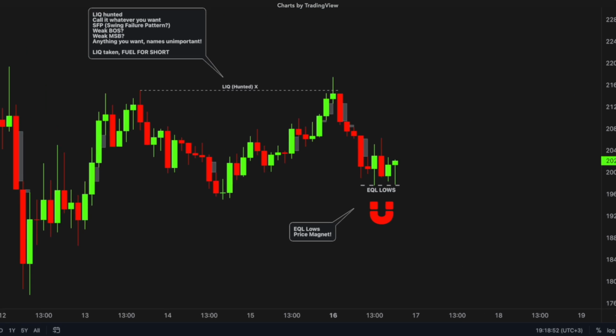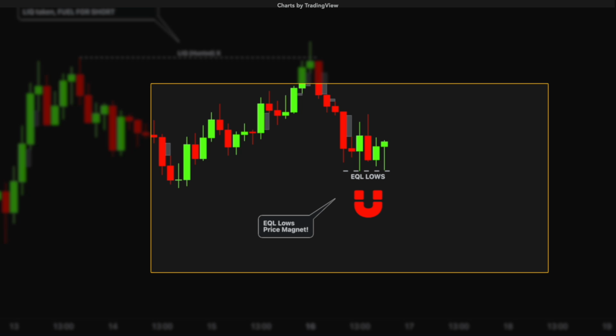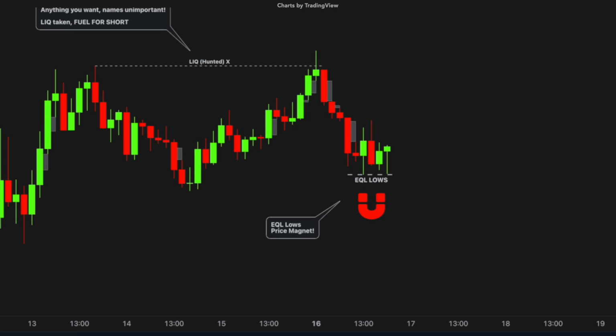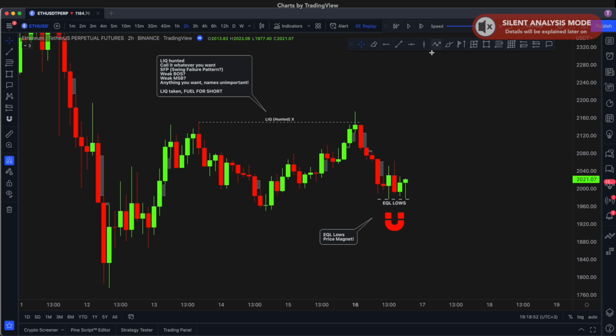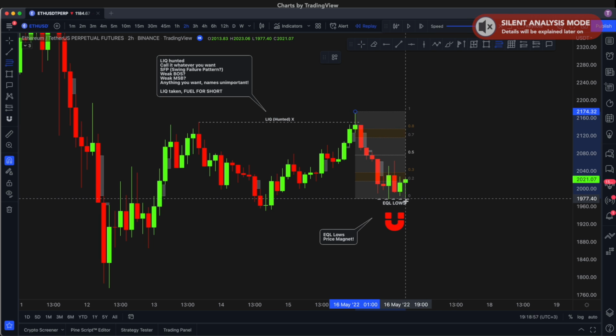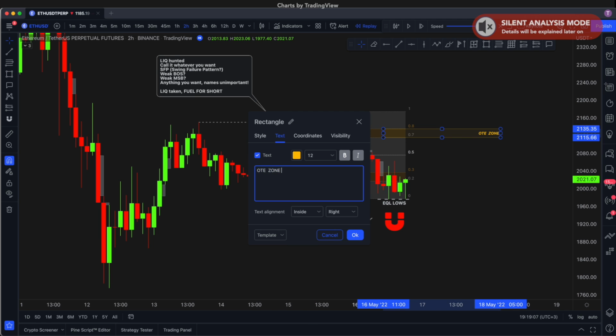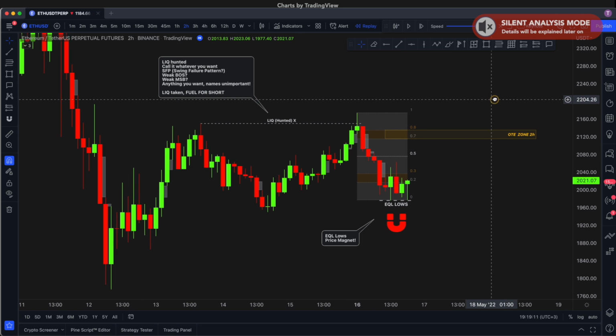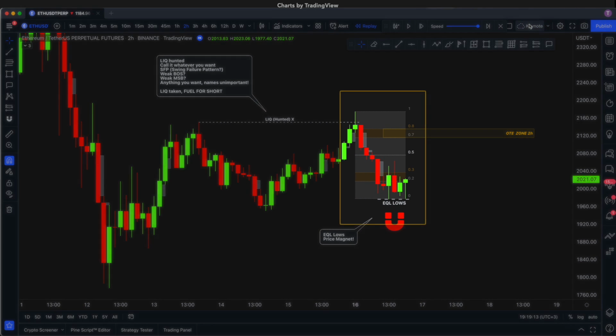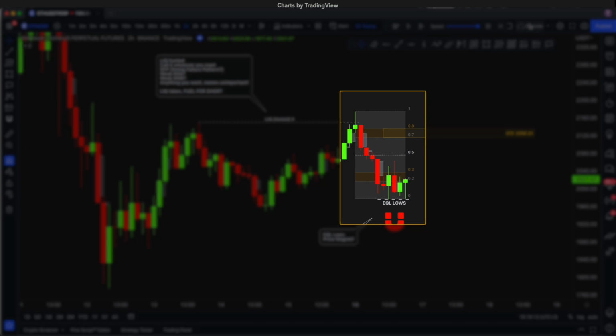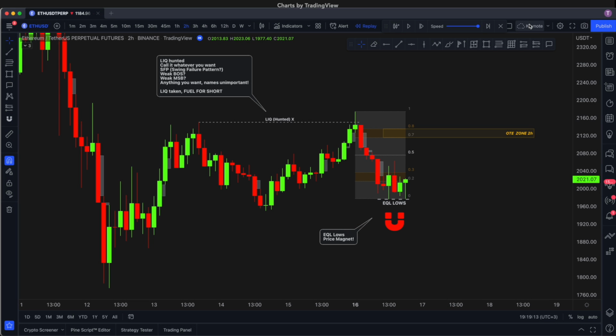This is an equal low, also known as the double bottom pattern, in which so many beginner traders place their orders and stop losses. Just notice, equal lows and highs are price magnets. I'll cover all liquidity concepts in the future. As you can see, I draw my Fibonacci from the significant high to significant low to determine the golden OTE zone.